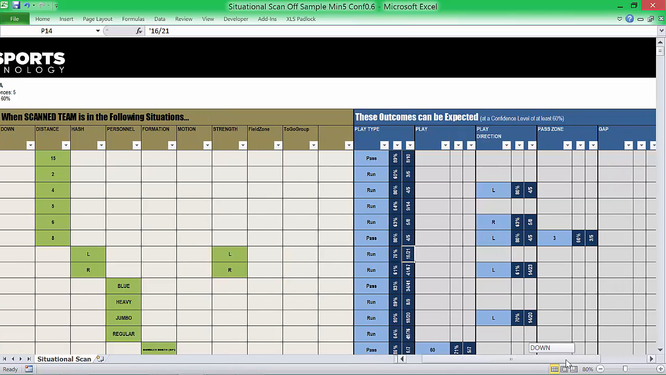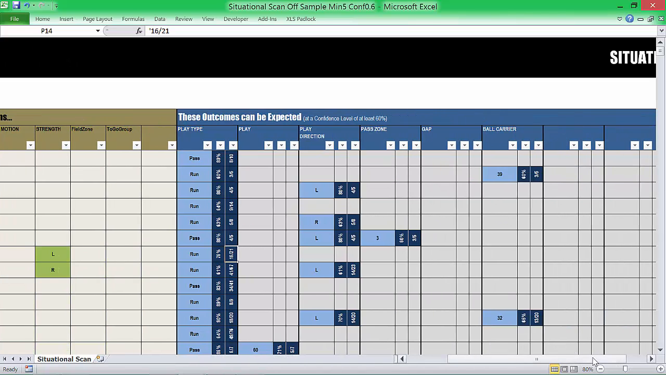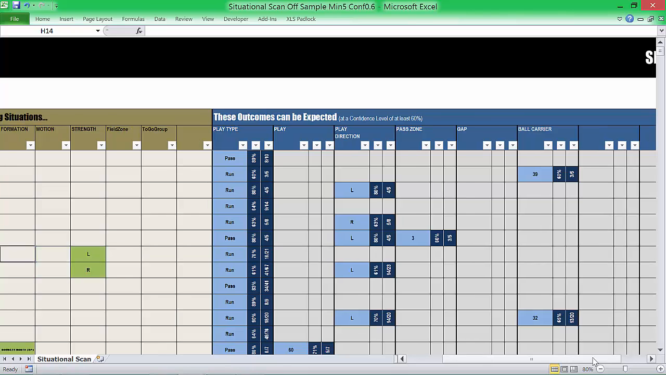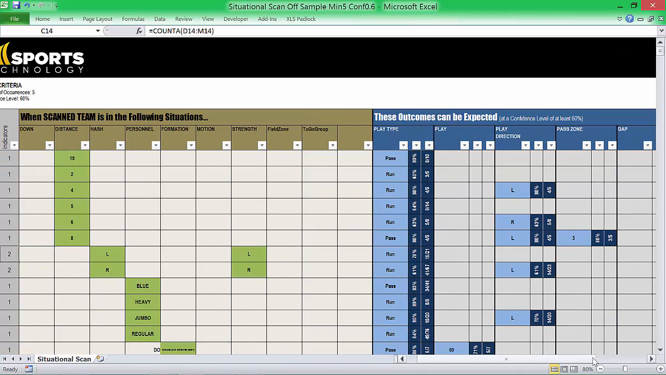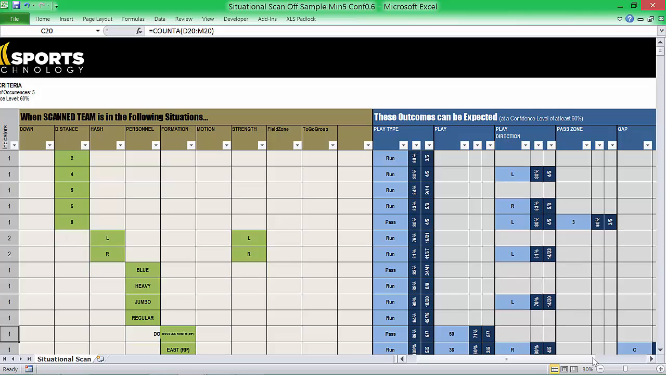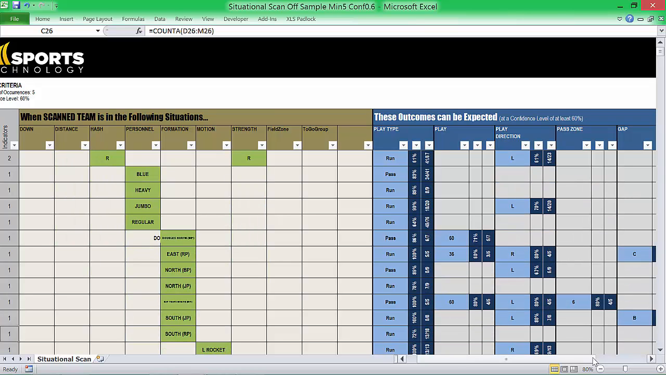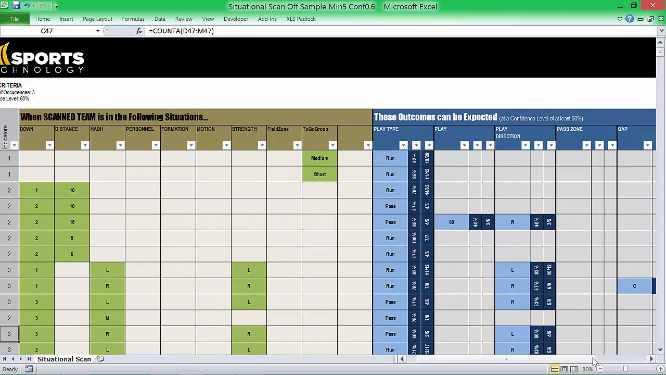Now, if I scroll over here to the right, that's the only thing that's in effect from a tendency standpoint. So that's all there is to that tendency. Left hash, strong left equals 76% run. That's simple. As we go through these, you'll have a number of situations where they get more and more complex as you go down. There's more and more things that may be in effect.